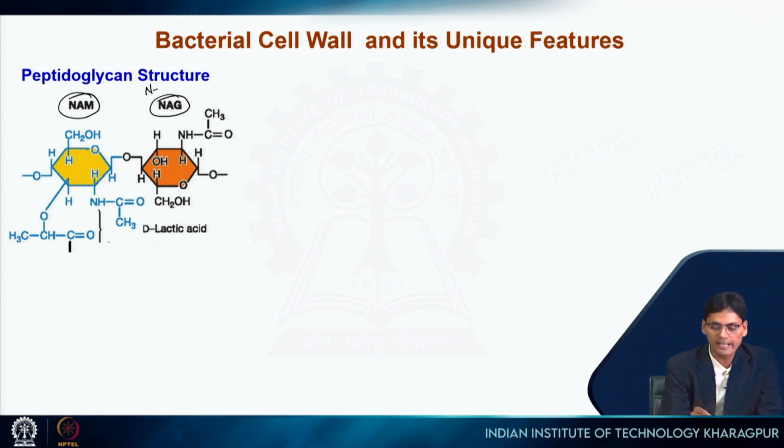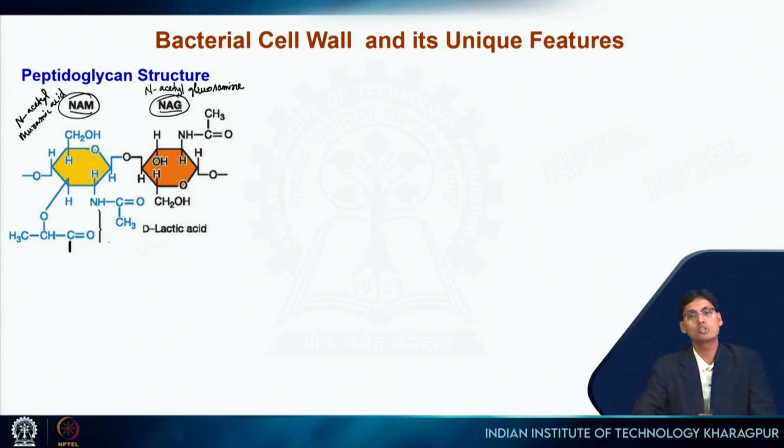So this is N-acetyl glucosamine, and here this is N-acetyl muramic acid. In short, we write NAM and NAG. So these are the sugars. Repeating sugars are present in this peptidoglycan chain.